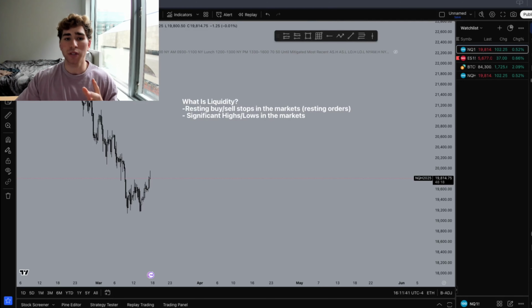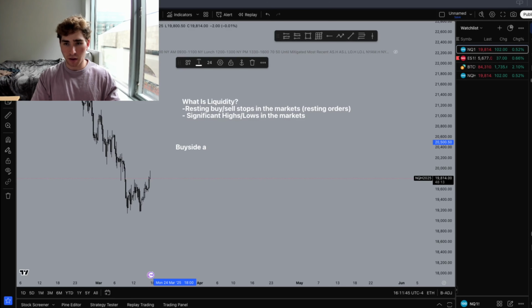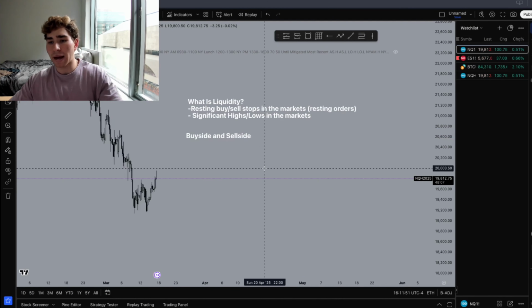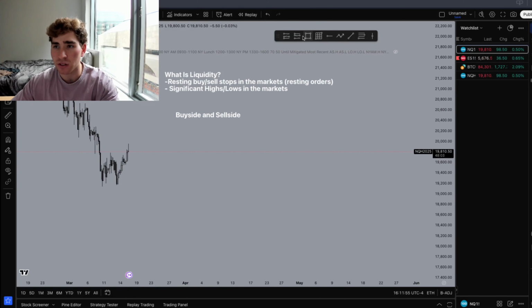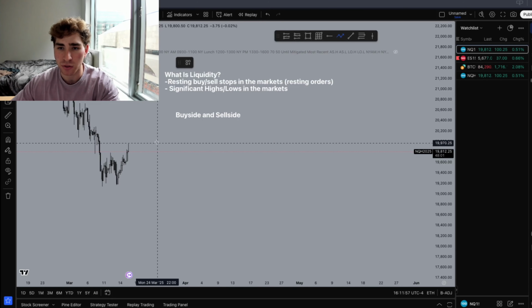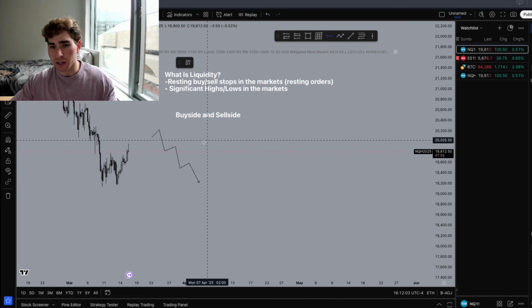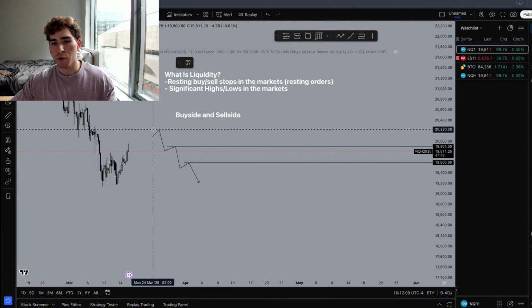So there are two types of liquidity, right? Buy side and sell side. All right. So a buy side liquidity is going to be significant highs in the markets where sellers have their stop losses, right? If we are in a downtrend like this, for example, these are significant highs. High number 1, high number 2, high number 3, right?